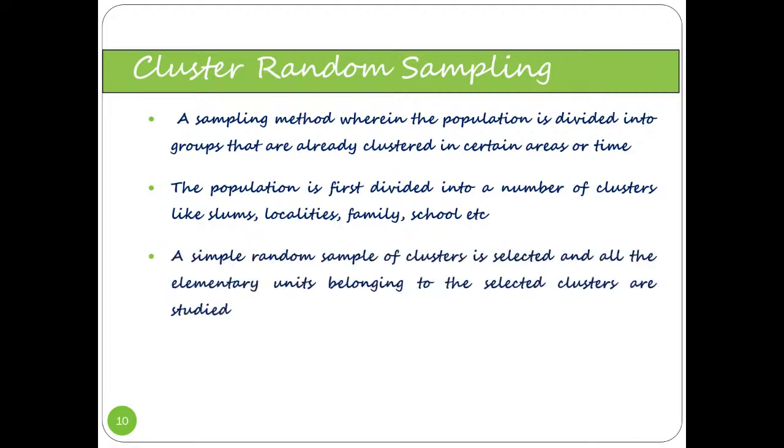The population is first divided into a number of clusters like slums, localities, families, schools, etc. In my example, I have given you the example of states. A simple random sample of clusters is selected, and all the elementary units belonging to the selected clusters are studied. So in cluster random sampling, we will not go beyond 3 levels, like a block design wherein we do 3 categories, and from that we find the final population.